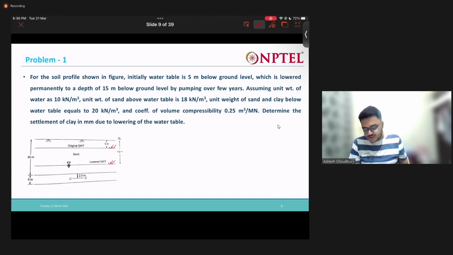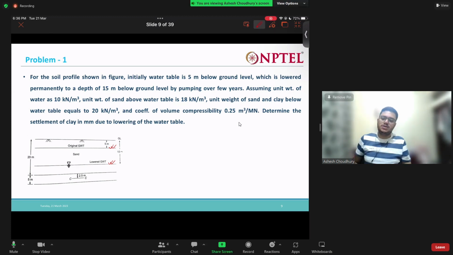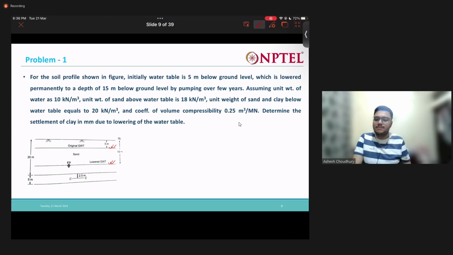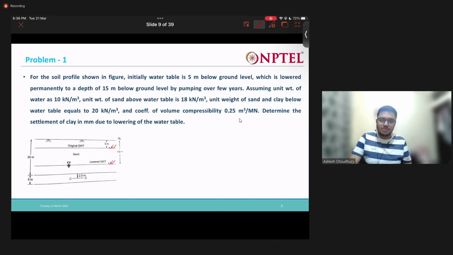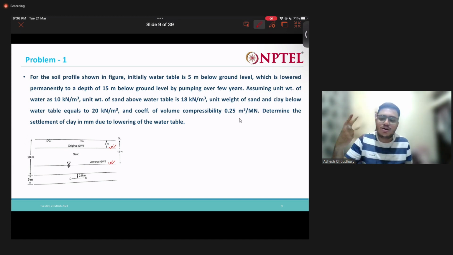Now assuming the unit weight of water is 10 kilonewton per meter cube, the unit weight of sand above the water table is this much, and the unit weight of sand and clay below the water table is also given. The coefficient of volume compressibility, mv, is also given. So we need to determine the settlement of the clay due to the lowering of the water table.